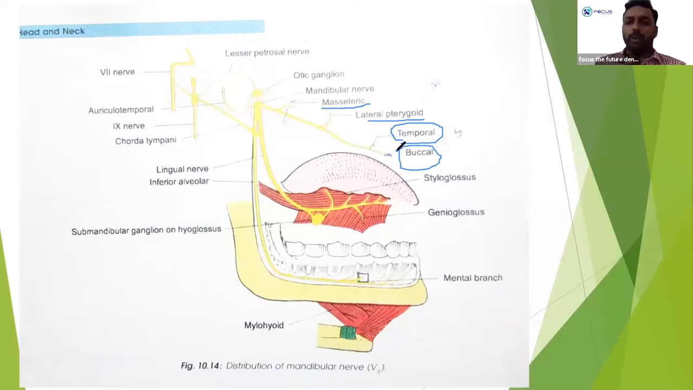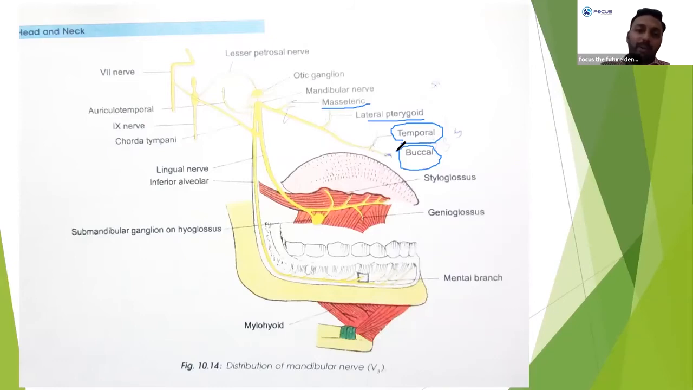Okay. Those who have told me buccinator as the answer, can you tell me buccinator is developing from which arch? Second arch. And what is the nerve of the second arch? Facial. So if you remember, you have already said muscles of facial expression are supplied by the facial nerve, including buccinator, platysma, and all. You remember that? Okay, not skin over buccinator and all.